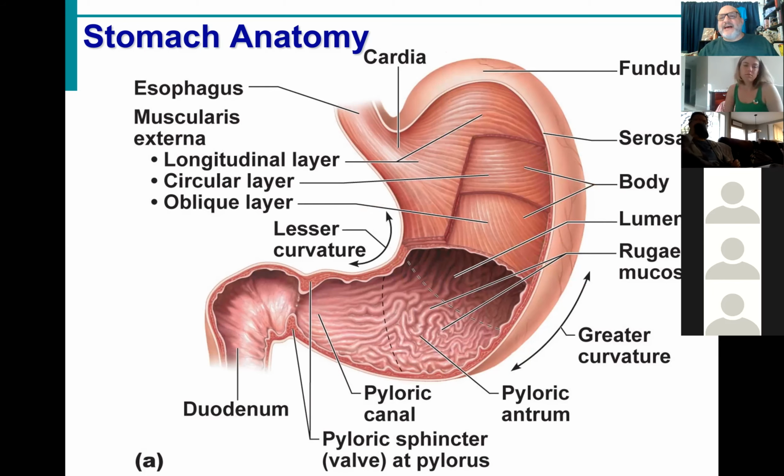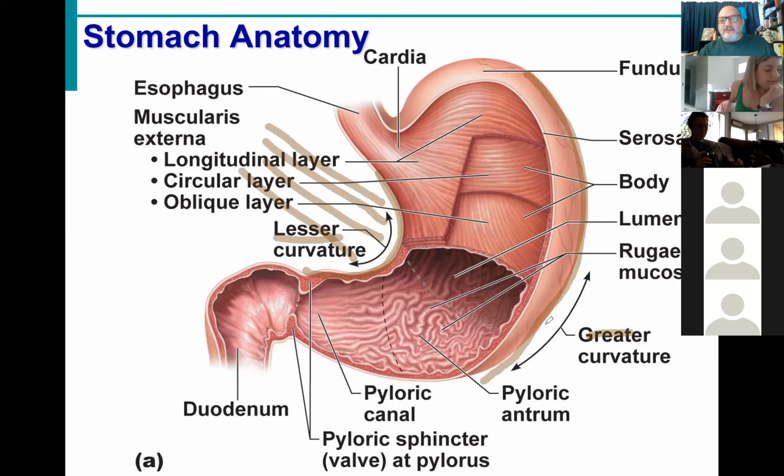We talked about this in the last class. We talked about a lot of stuff in the last class, so I'll remind you again. Notice the stomach has a concave curvature, which is known as the lesser curvature, and a convex curvature, which is known as the greater curvature. And remember, as we talked about, the lesser curvature is where the lesser omentum connects to the stomach from the liver, and the greater curvature is where the greater omentum comes off, draping down, and then connects to the transverse colon.